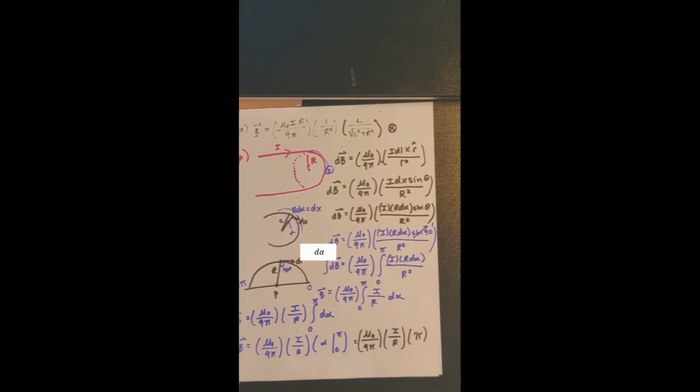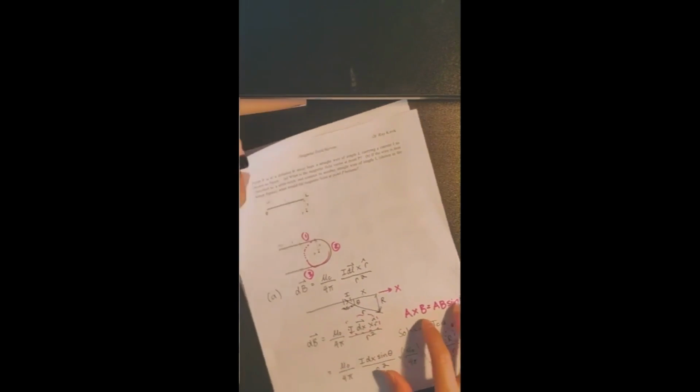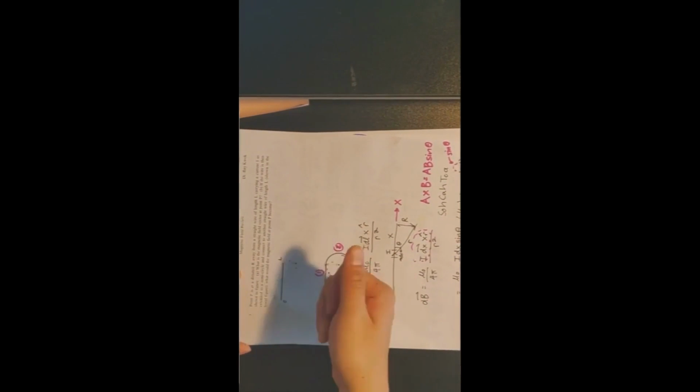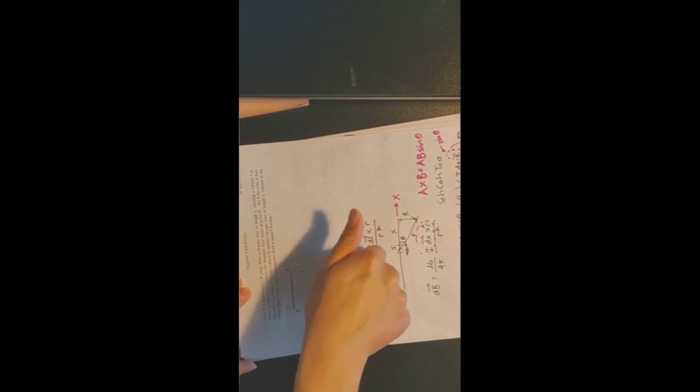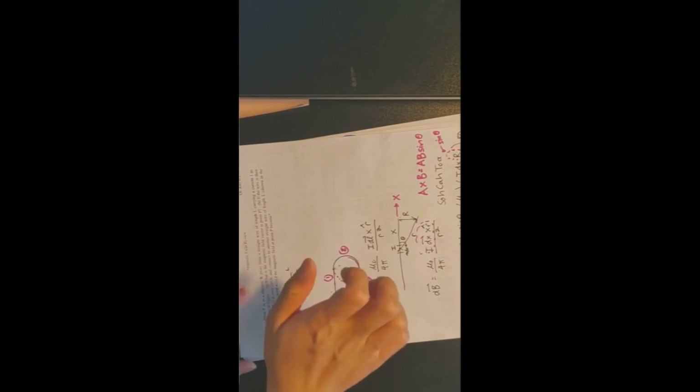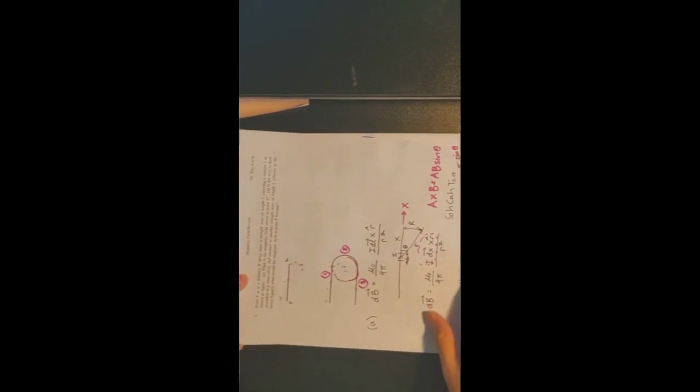And it's still going to be into the board, right? Going back to the diagram, if I'm looking at this current that's going at this angle right here, my thumb, it's still going to be going into the board. My fingers are curling into the paper.